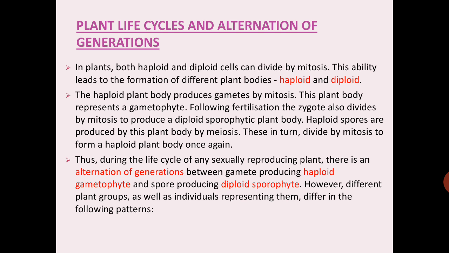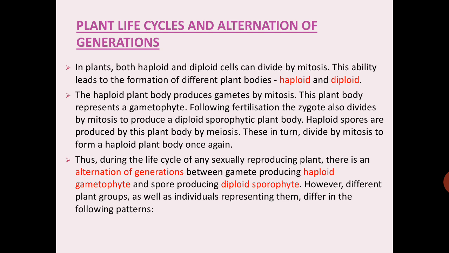Now, after gymnosperms, the chapter actually included angiosperms also, but that particular concept has been deleted. So we will begin with plant life cycles and alternation of generations. They have excluded the angiosperms. Its classification and characteristic features are not there. So that part has been deleted. So we will study about alternation of generation.